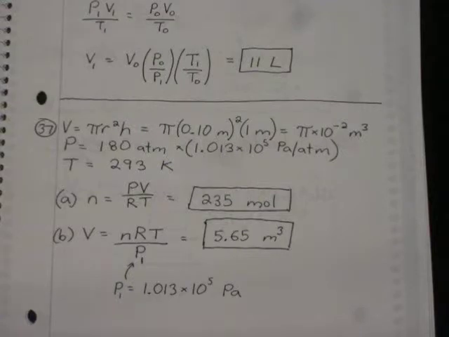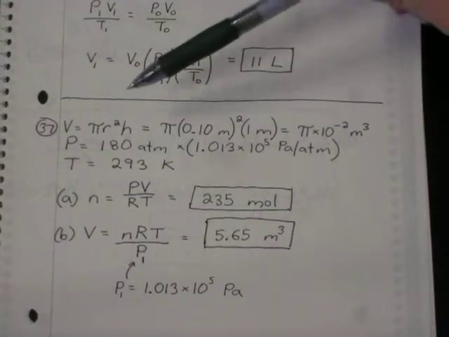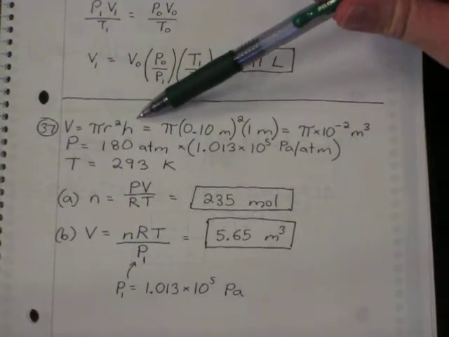Number 37, another problem with ideal gas law. A compressed air cylinder stands 100 centimeters tall and has internal diameter 20 centimeters. At room temperature, the pressure is 180 atmospheres. How many moles of air are in the cylinder? What volume would this air occupy at 1 atmosphere and room temperature? Okay, it's PV equals nRT, but we have to figure out what the volume is. So it's a cylinder. We're going to use the formula for volume of a cylinder, pi r squared times h.